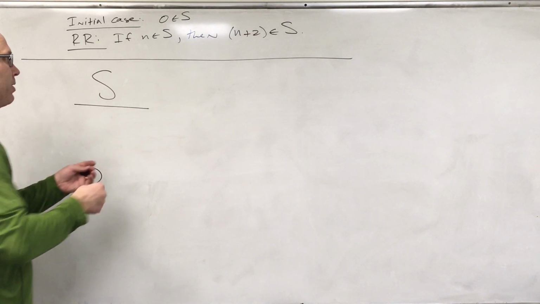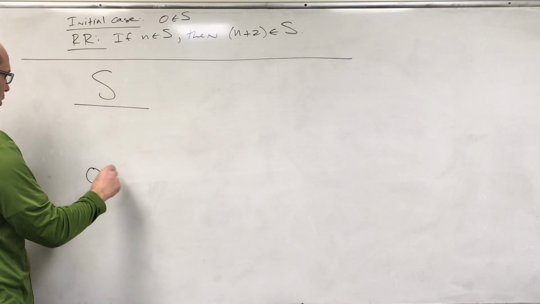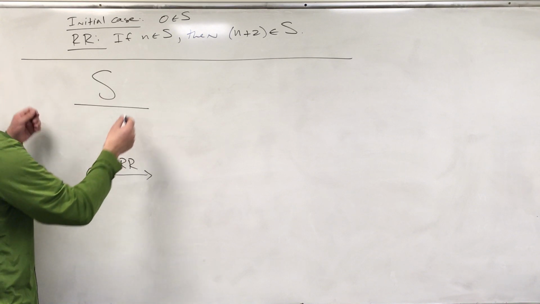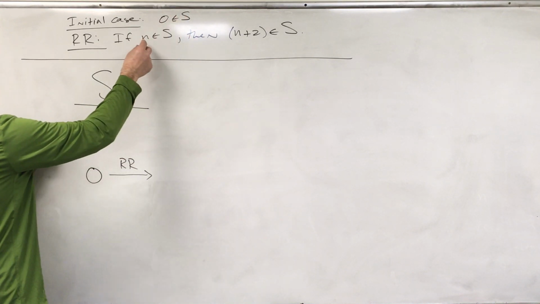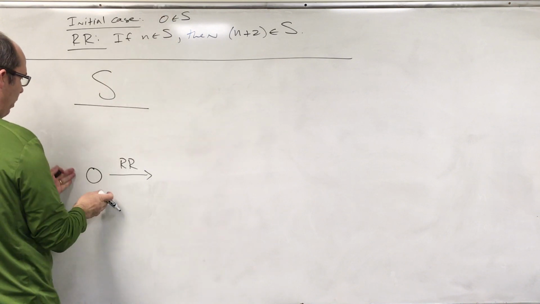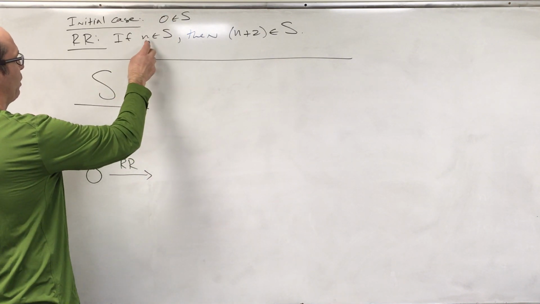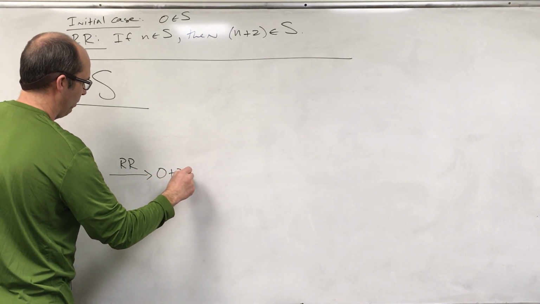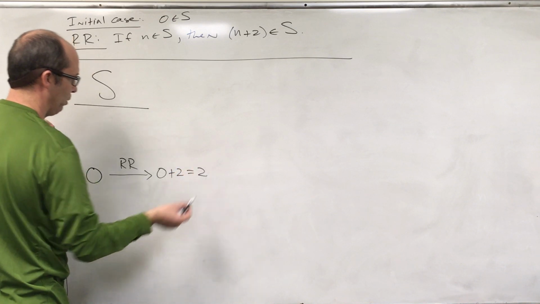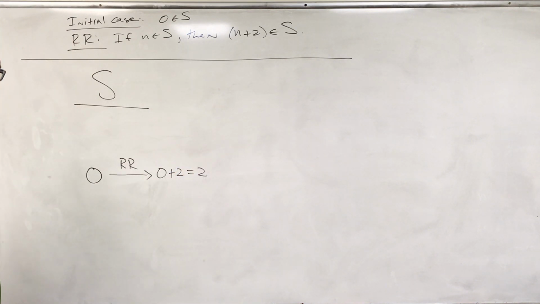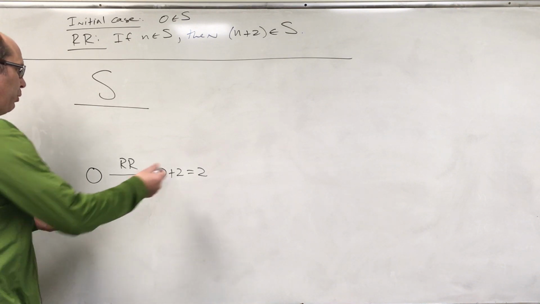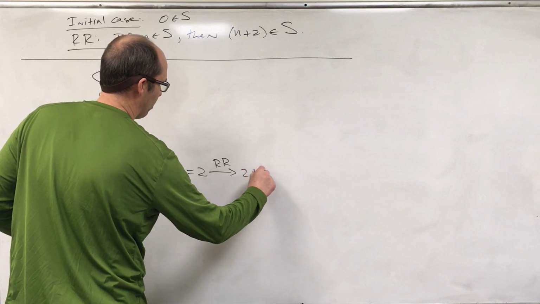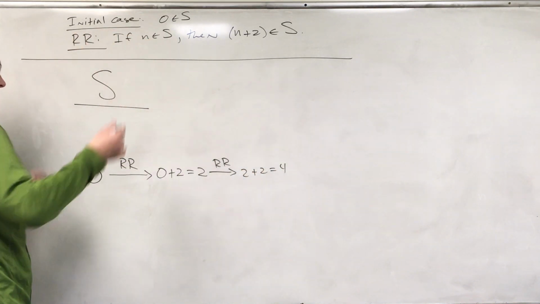Okay. And then the second stage would be to apply the recursive rule. Let's say we apply the recursive rule to that, right? Okay, so 0 is in S. Now the recursive rule just says if something's in there, then that thing plus 2 is in there. So that says that 0 plus 2 is in there, otherwise known as 2, right? So that says that 2 is in S. Okay, 2 is in S, so applying the recursive rule again, we see that 2 plus 2, which is 4, is in S.